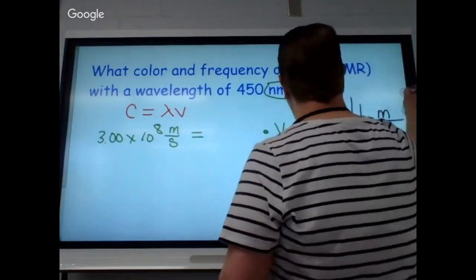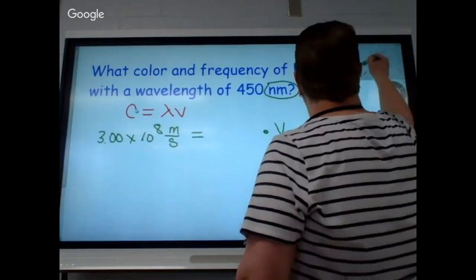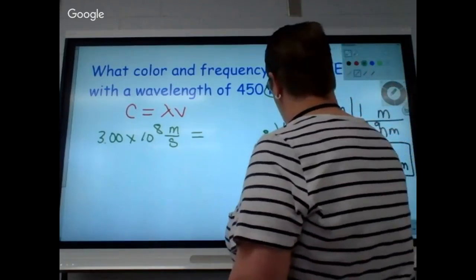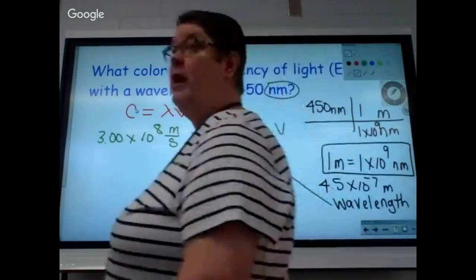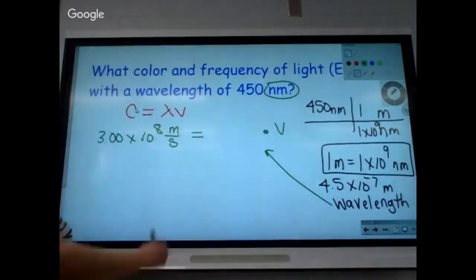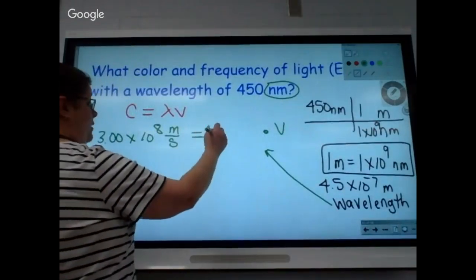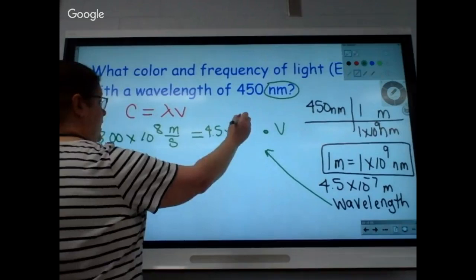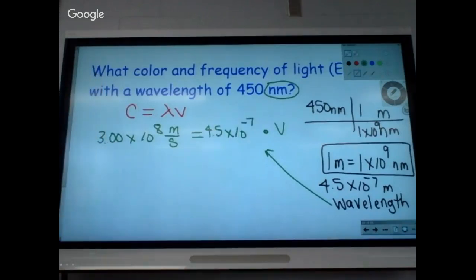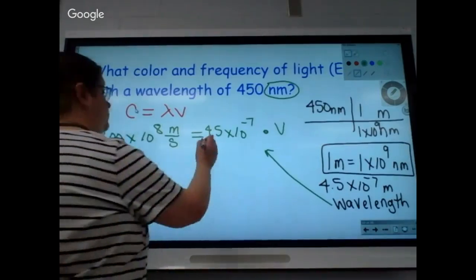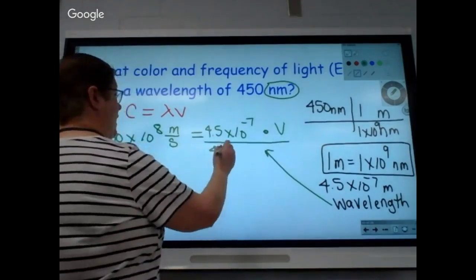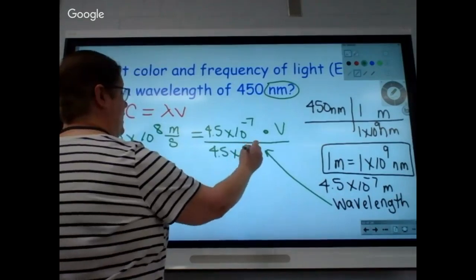Okay, that's what you just found, is wavelength. So now, we're going to stick it in our equation for our wavelength. So 4.5 times 10 to the negative 7. Now, if we want to find V, which is frequency, what do we do to find the frequency? Divide by 4.5 times 10 to the negative 7. Exactly. So 4.5 times 10 to the negative 7th on this side.